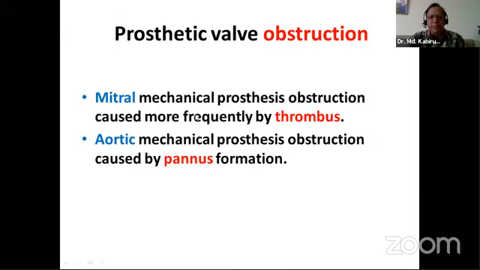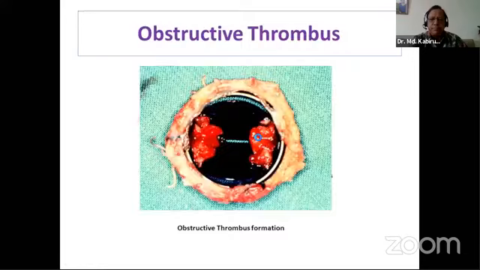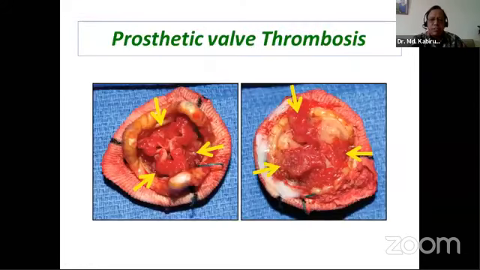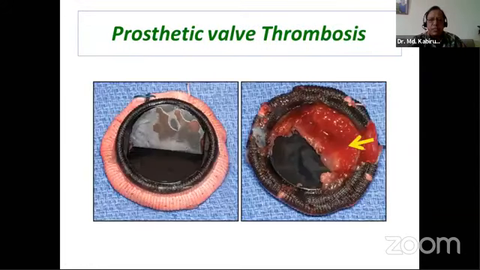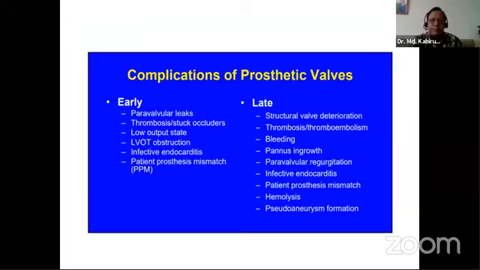Mitral mechanical prosthesis obstruction is caused more frequently by thrombus, and aortic mechanical prosthesis obstruction is caused mainly by pannus formation. This is an example, a picture of the thrombus of the mechanical mitral valve. This is the obstructive thrombus. These are pictures of thrombus. This is again thrombus. This is a picture of the bileaflet valve with pannus formation, very angry looking. This is the pannus formation.